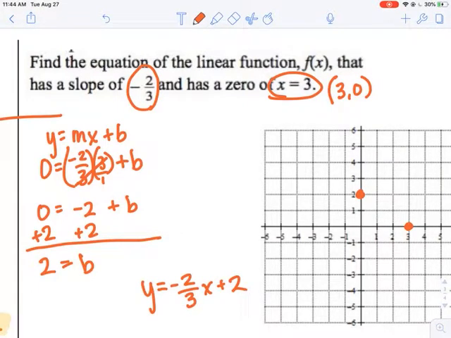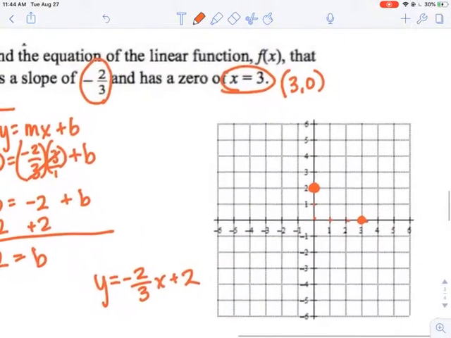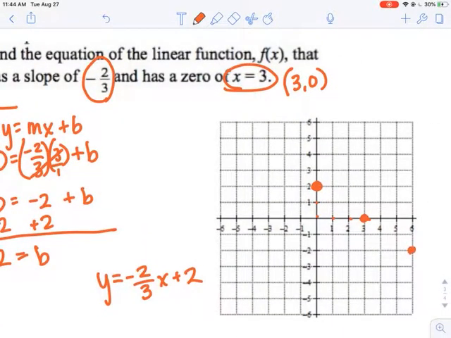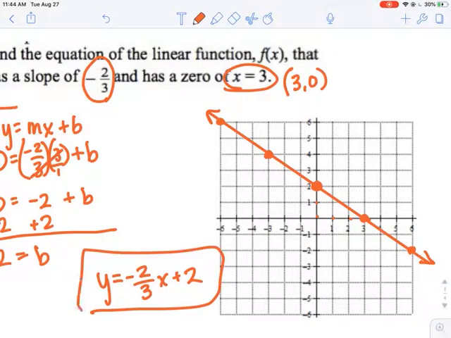So I can see that from positive 2, I'm going down 1, 2 over 1, 2, 3, which is great. I already had that point. Down 2 over 3, backwards 2, 3, backwards 2, 3. So I can see that I have this line here. And that is the equation of this one here.